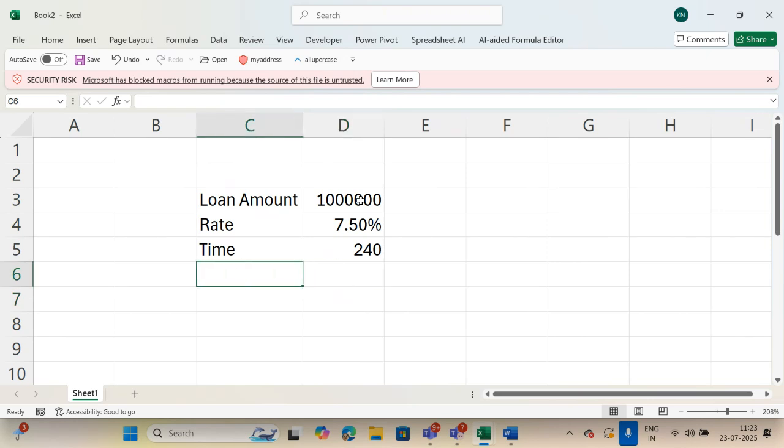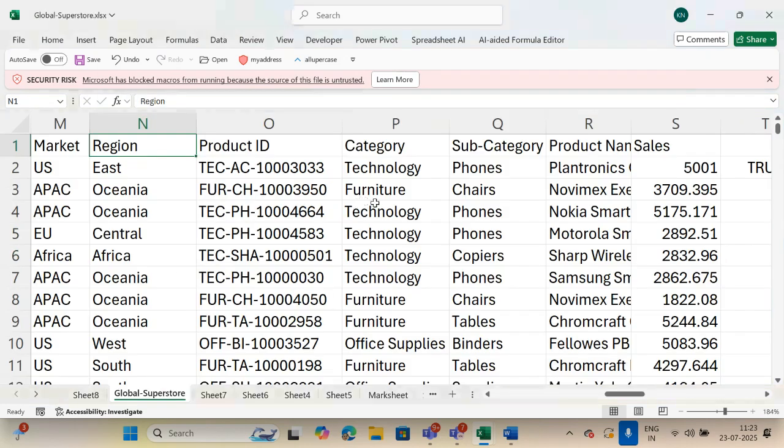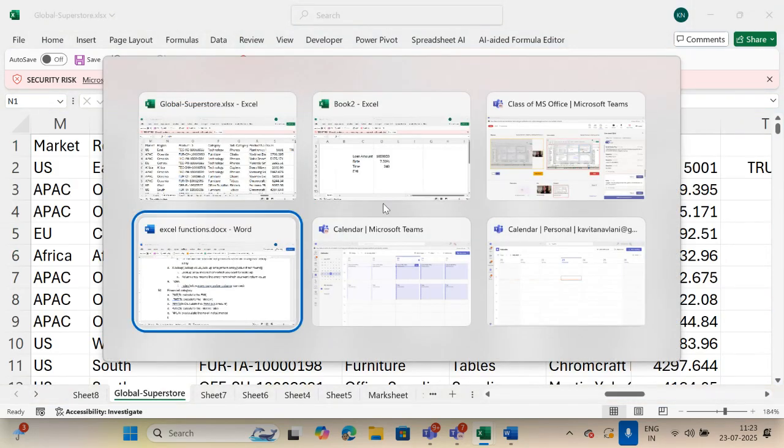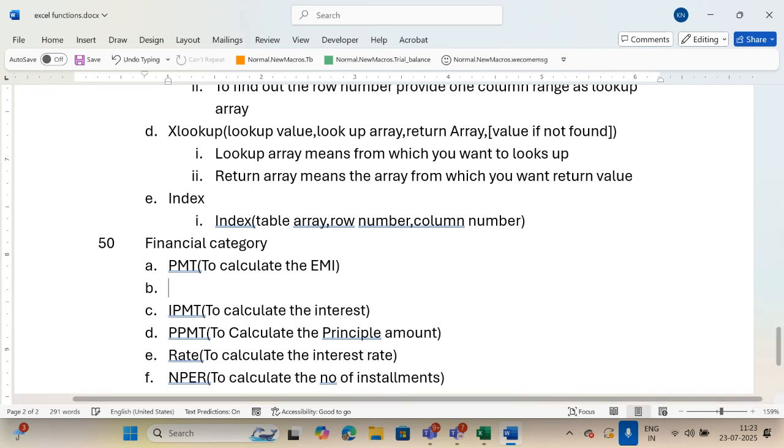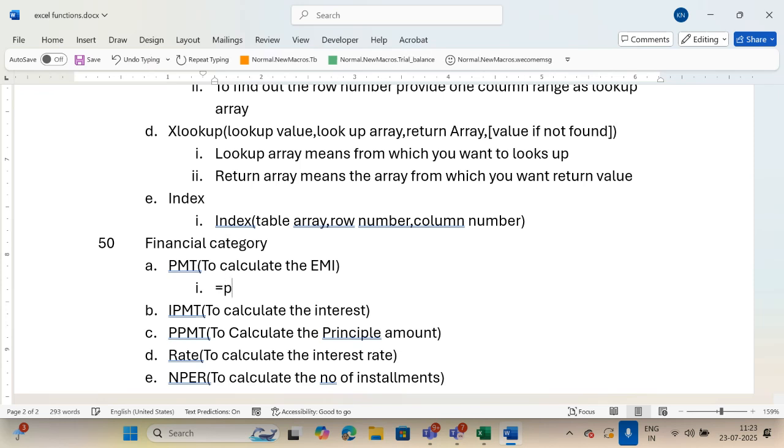So to calculate the EMI, there is one function, that is equal to PMT. PMT takes arguments, definitely. So what kind of arguments? Is equal to PMT. The very first is the rate. And if the annual rate is given, you have to divide it by 12. Then comma, Nper. Nper means the number of installments.